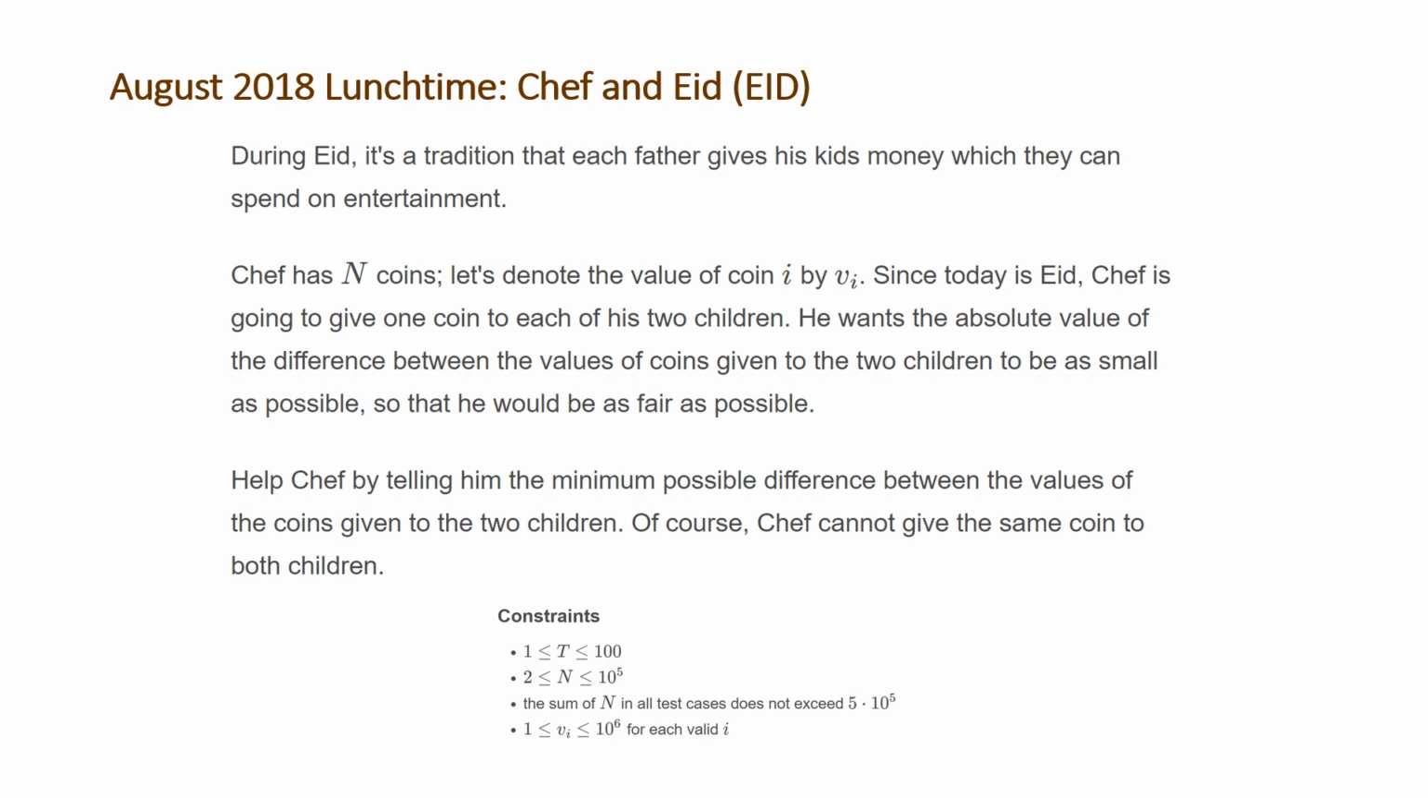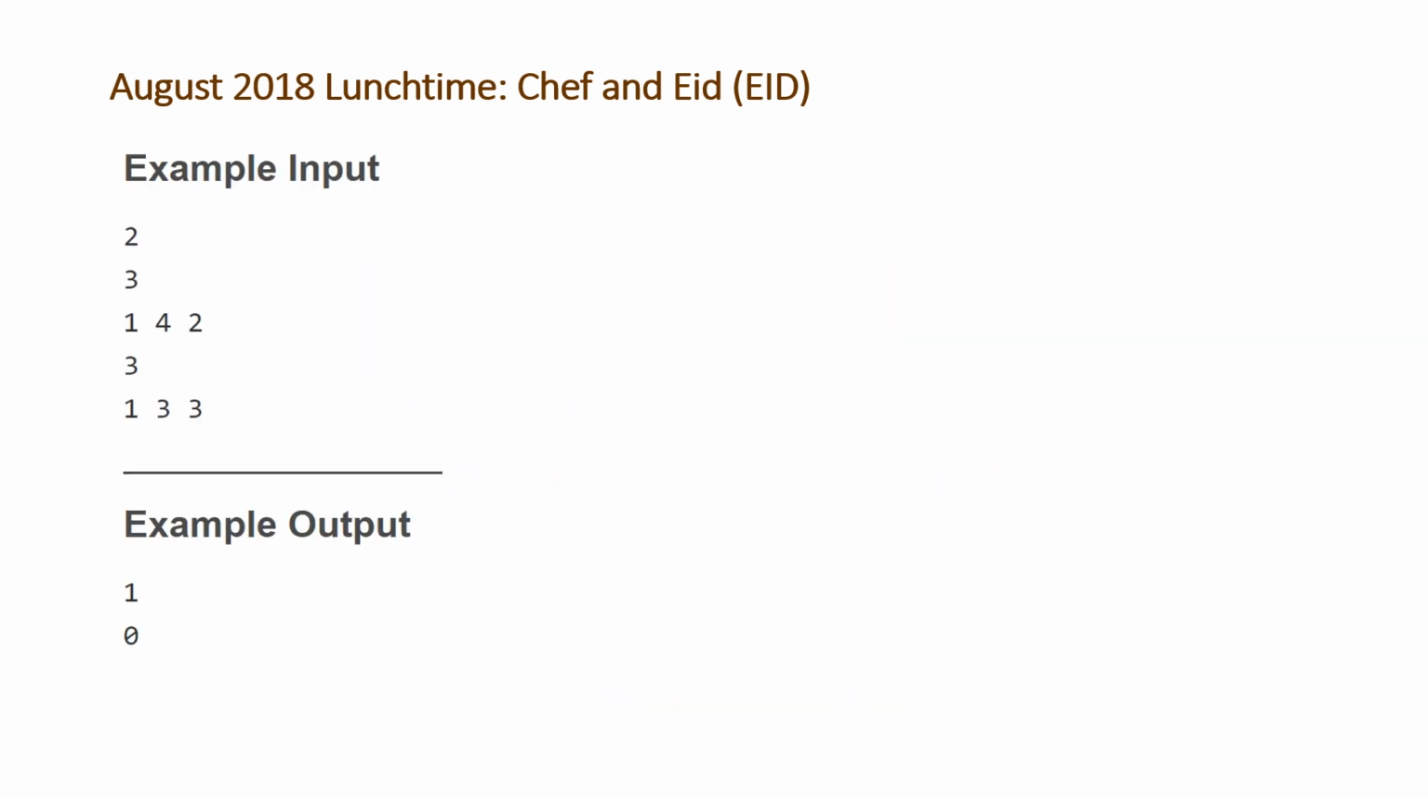And note that for the constraints for this problem, the number of test cases we're going to be given is between 1 and 100. The number of coins for each of these test cases is going to be between 2 and 10 to the 5. And the other two values or constraints aren't too important. So let's take a look at the examples that CodeChef provided us with. So here are the examples.